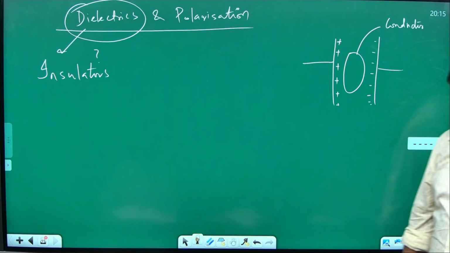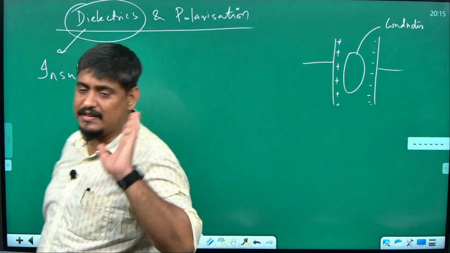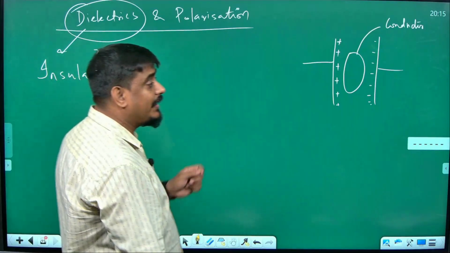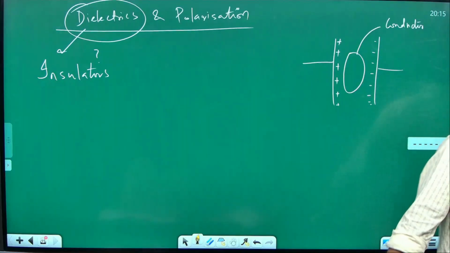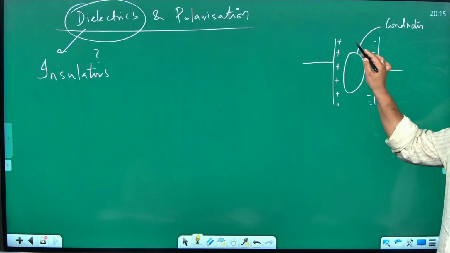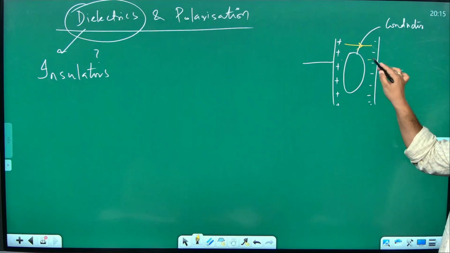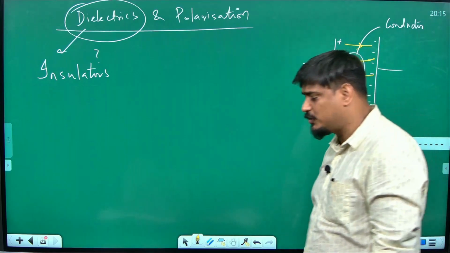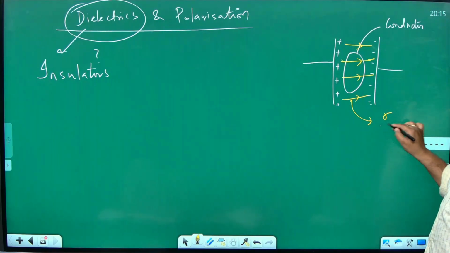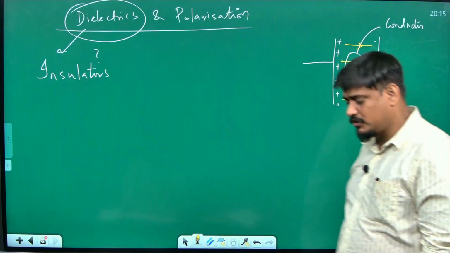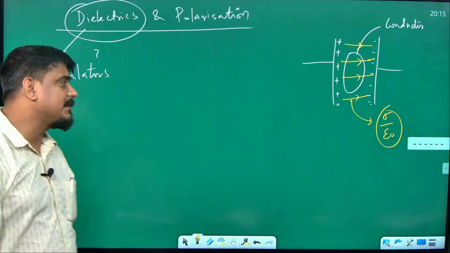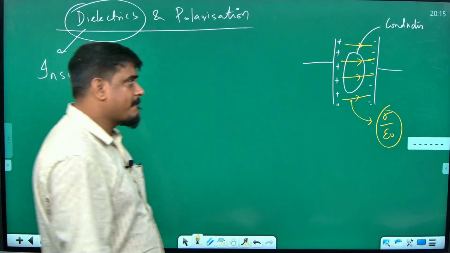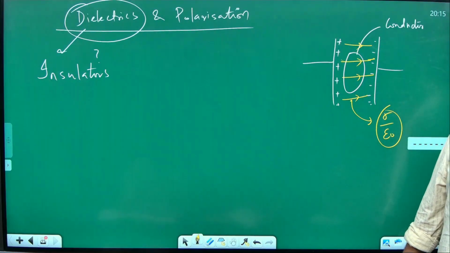Everybody be concentrated, nothing to write now, understand the concept. Very important thing I am teaching now. You will get assertion and reasoning questions from here, so the concept should be very clear. What happens? The moment you have two plates, plus sigma and minus sigma, you get an electric field of sigma by epsilon naught. If you have sigma by epsilon naught electric field, what is the behavior of the conductor?